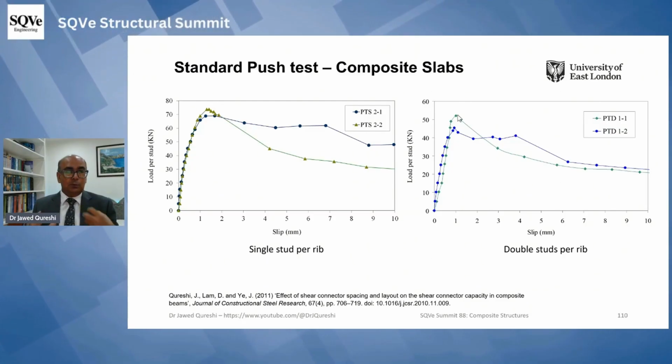Why is this capacity less? If we have double studs, then certainly we should have more capacity. This is how it makes sense. But in case of double studs, the capacity per stud is reduced. What is the reason? What could be the reason?